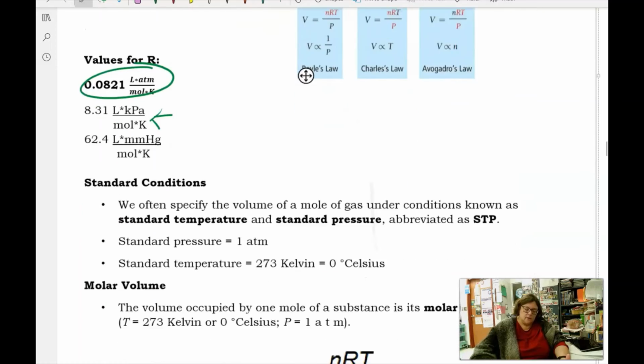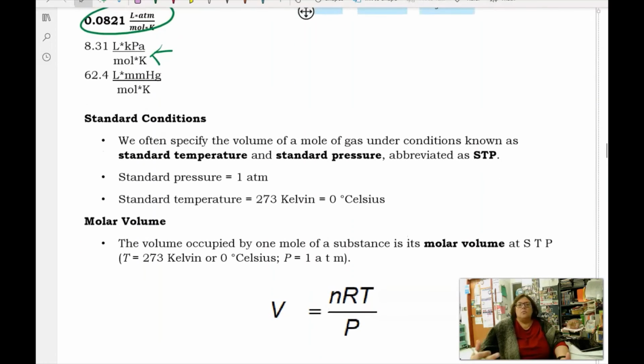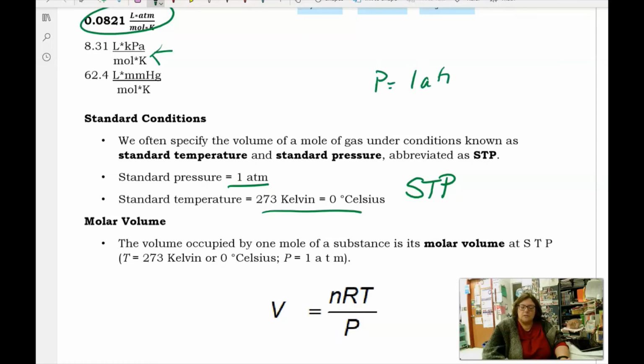Okay, finishing up here. Standard conditions. We want something to compare to, and so a lot of times we scientists set standards. Standard temperature is 0 degrees Celsius or 273 Kelvin. Standard pressure is 1 atmosphere, and we abbreviate this STP. So if I tell you you have a gas at STP, you know the pressure is 1 atmosphere and the temperature is 273 Kelvin.